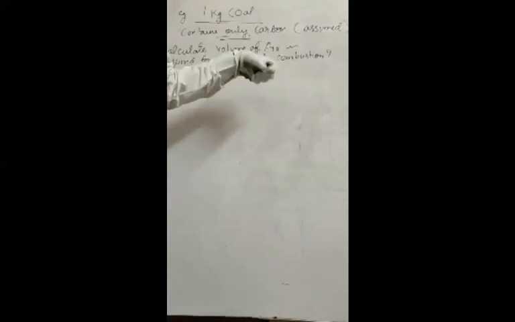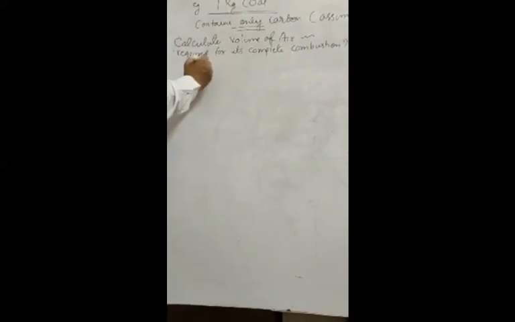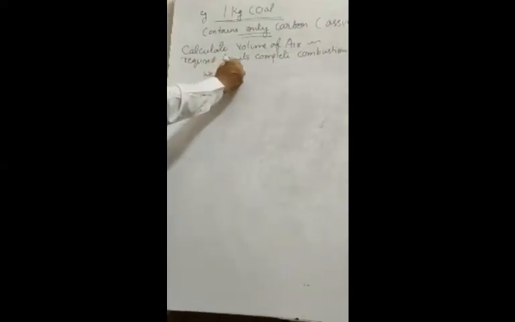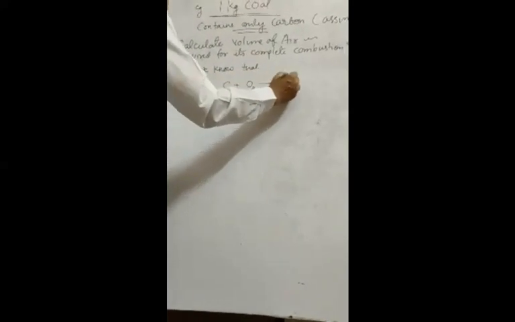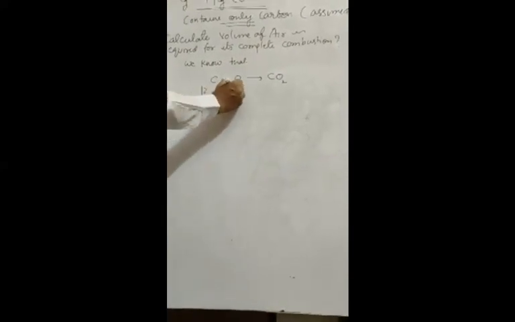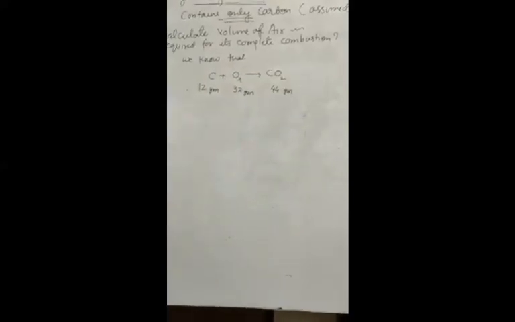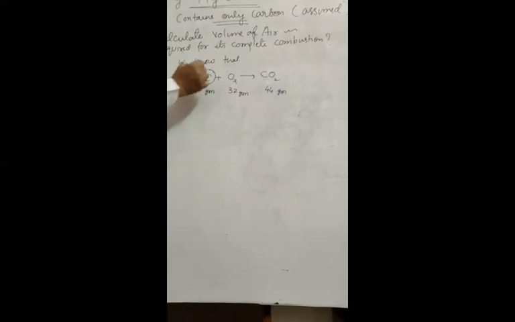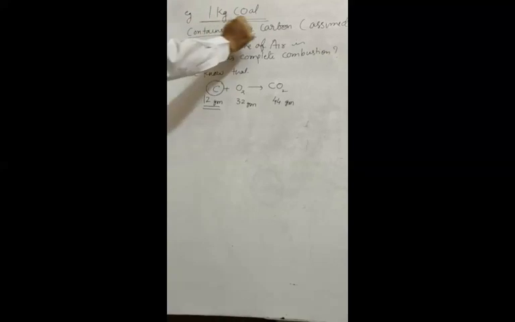For solving any such kind of question, first of all, you should have a theoretical relationship, a standard relationship. We know that carbon combines with oxygen to give carbon dioxide. So, 12 grams of carbon combines with 32 grams of oxygen to give 44 grams of carbon dioxide, the known stoichiometric relationship. It means that you are having 1 kg of coal and it contains only carbon.